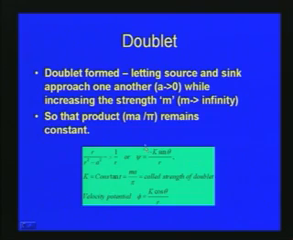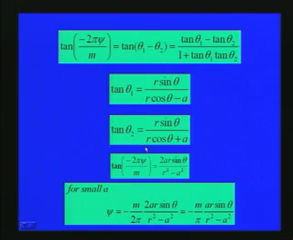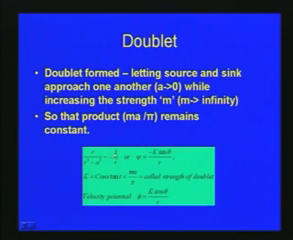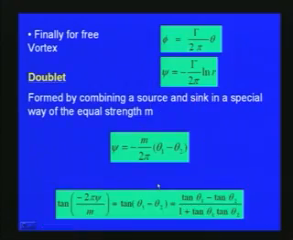From the previous equations in the previous slide, when a tends to 0, r by (r square minus a square) tends to 1 by r. So finally the stream function psi is equal to minus k sin theta by r, where k is a constant equal to m a by pi. This m a by pi is called the strength of the doublet, while m is defined as the strength of the source or sink.